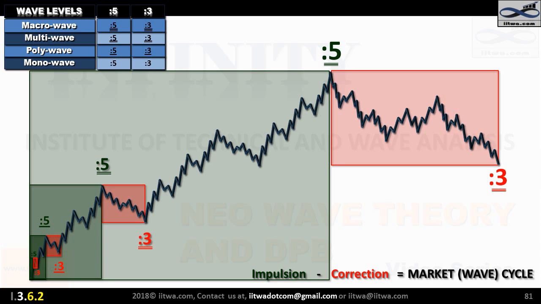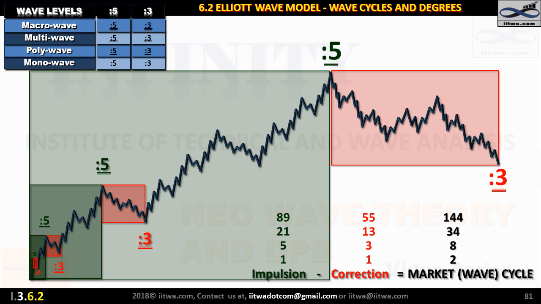You will notice the smallest wave cycle of this chart ends at wave count 1 plus 1, total 2. Small wave cycle ends at wave count 5 plus 3, total 8. Large wave cycle will end at wave count 21 plus 13, total 34. And the largest wave cycle of your chart will end at wave count 89 plus 55, that is total 144.